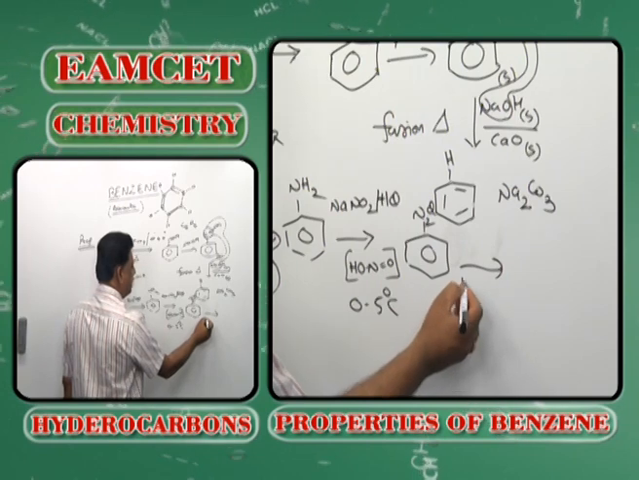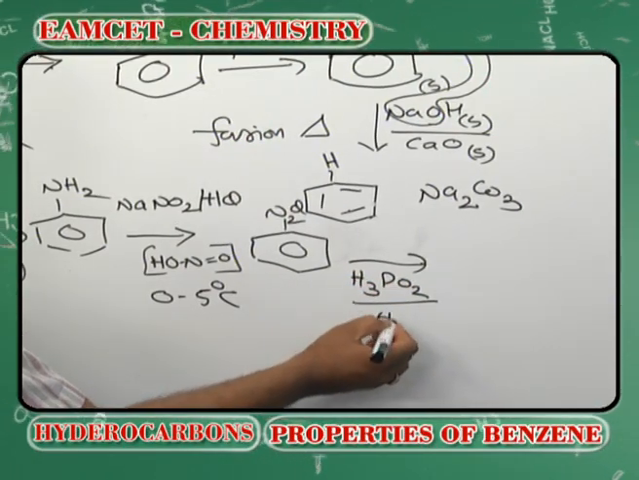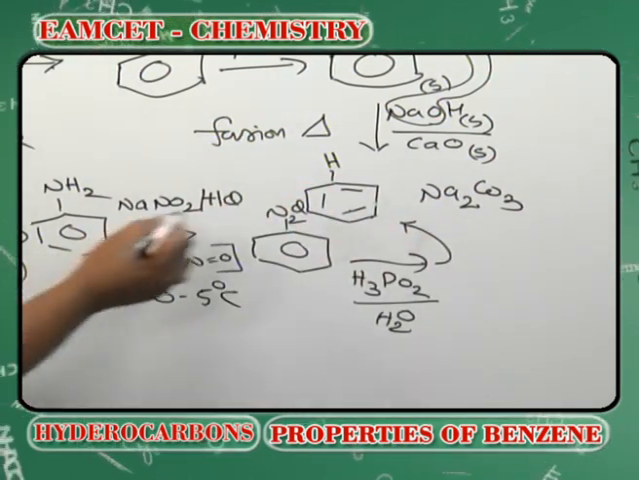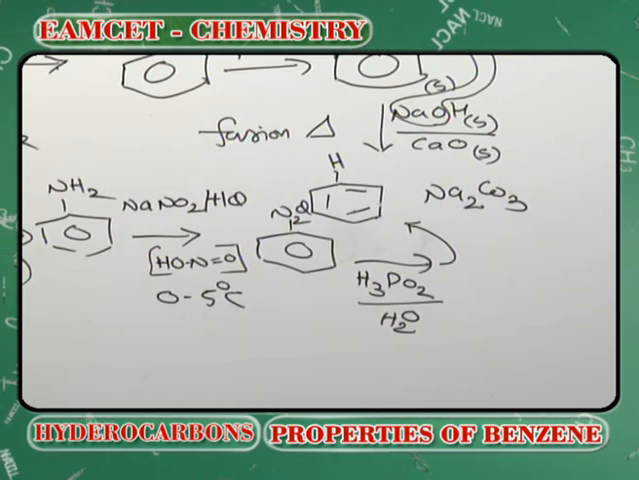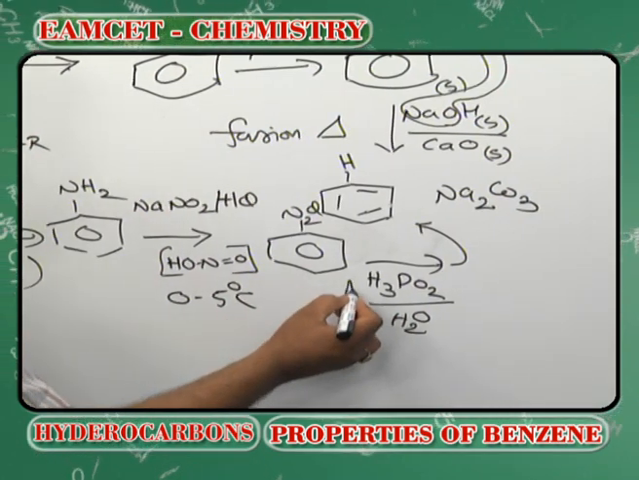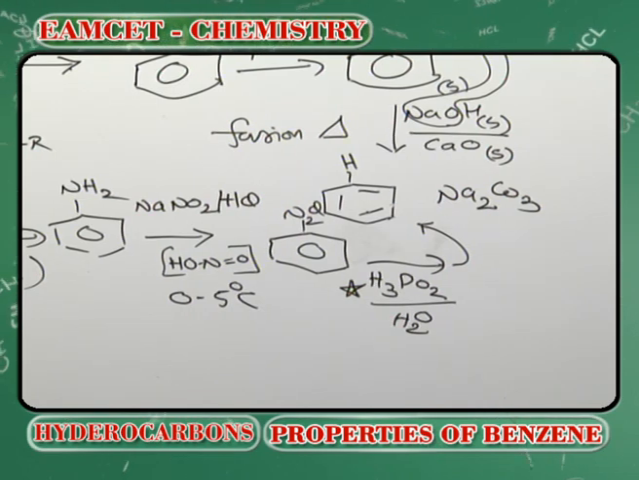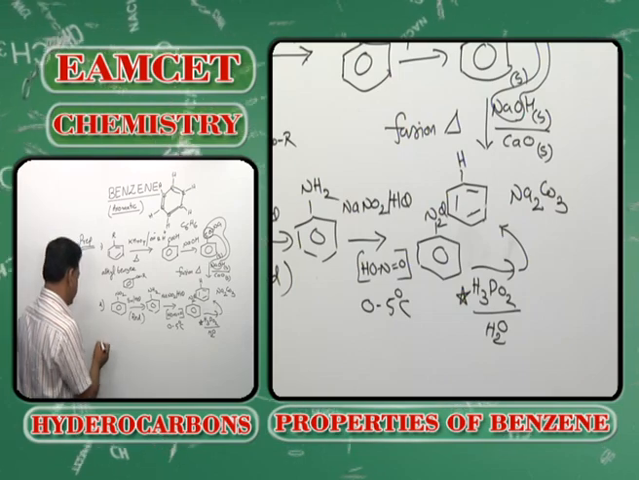This on reaction with a reducing agent called H3PO2 in the presence of water gives the benzene molecule. Okay, so the whole group is removed. It is again a reduction of diazonium chloride, with the reducing agent here. It is a unique reagent. The moment you see H3PO2 you can guess it is used in the reduction of the diazonium chloride into benzene.